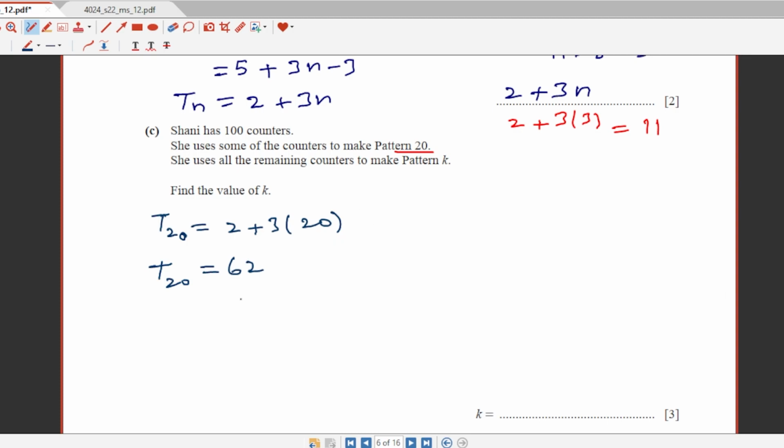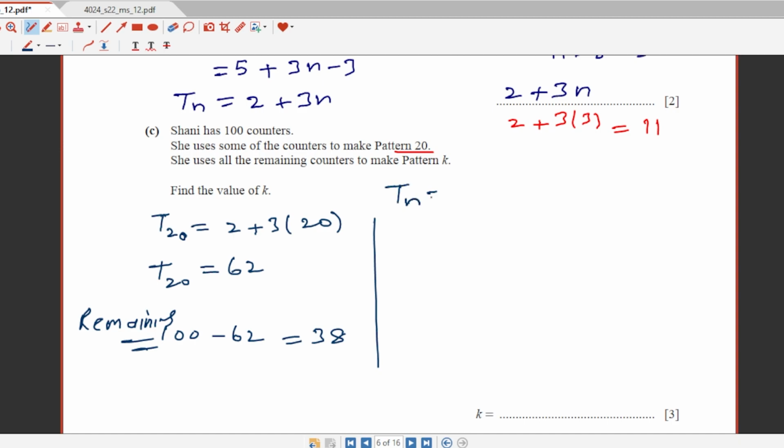How many counters does she have left after making this pattern? 100 minus 62 is 38. There are 38 counters that are remaining. Now she uses all the remaining counters to make pattern K. We need to find which pattern she can make by using 38 counters.